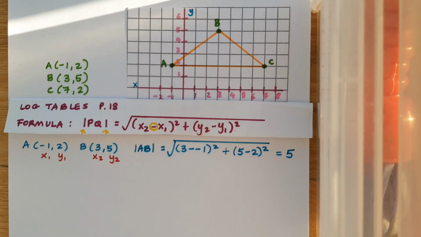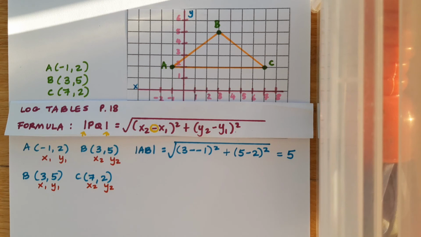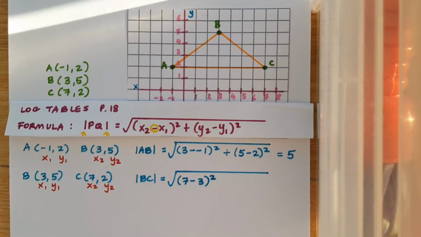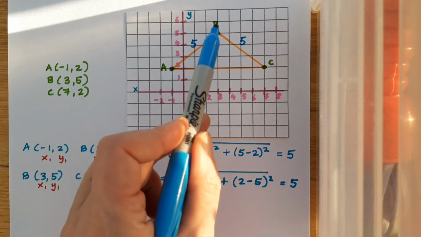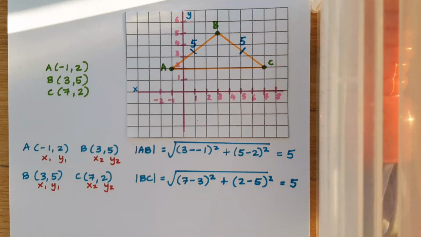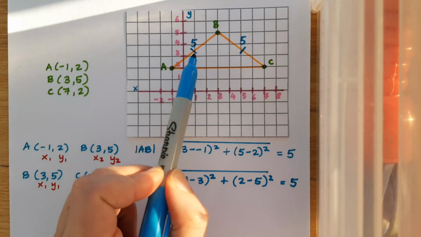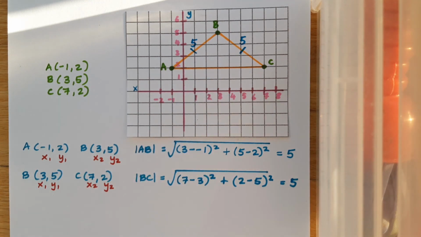And now I'll go on to find the distance from B to C. So B is 3, 5, and C is 7, 2. I'll label them, and then I'll calculate the length of the line segment that joins them. So it'll be the square root of 7 minus 3 squared, plus 2 minus 5 squared, and the answer comes out as 5. So the distance from A to B is 5, and the distance from B to C is 5. I can indicate on the diagram that these distances are equal in length by putting a little dash through each of those line segments.